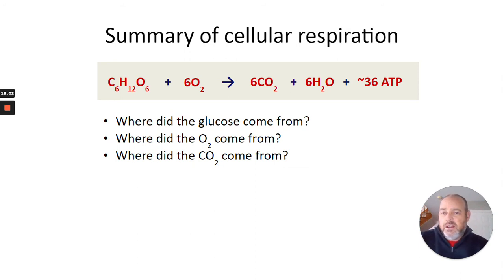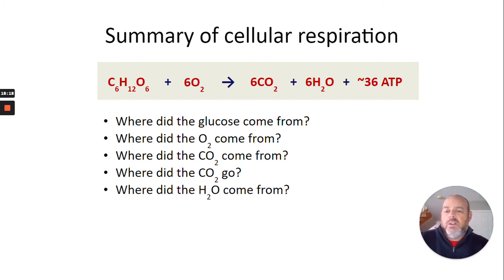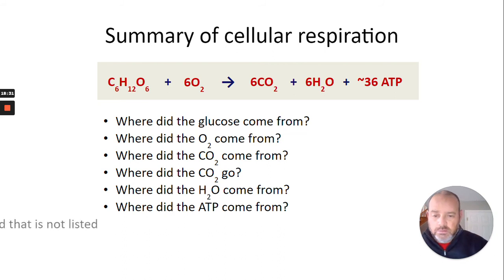We generated most of that during Krebs, right? During that transition reaction, we generated some CO2 there. In both the transition reaction and in Krebs, there was some CO2 that gets generated. Where did the CO2 go? Out. Breathe it out for the plants. Where did the H2O come from? The water. It was generated in the ETC right there at the very last step. Where did the ATP come from? Well, all three, right? 2, 2, and 34.